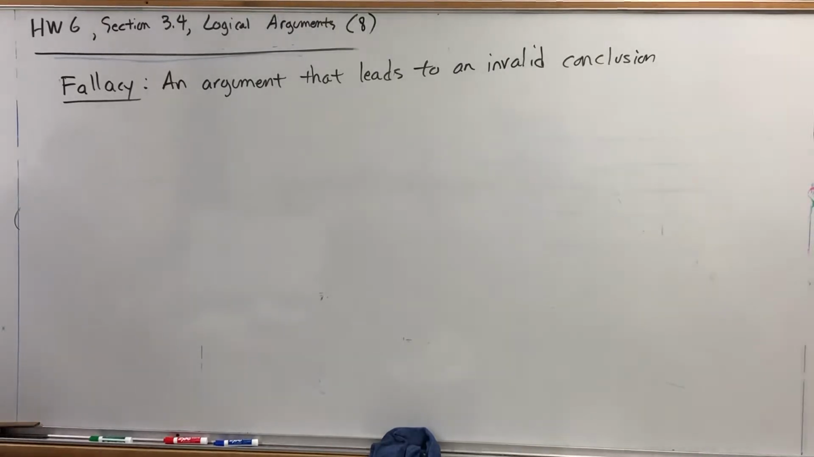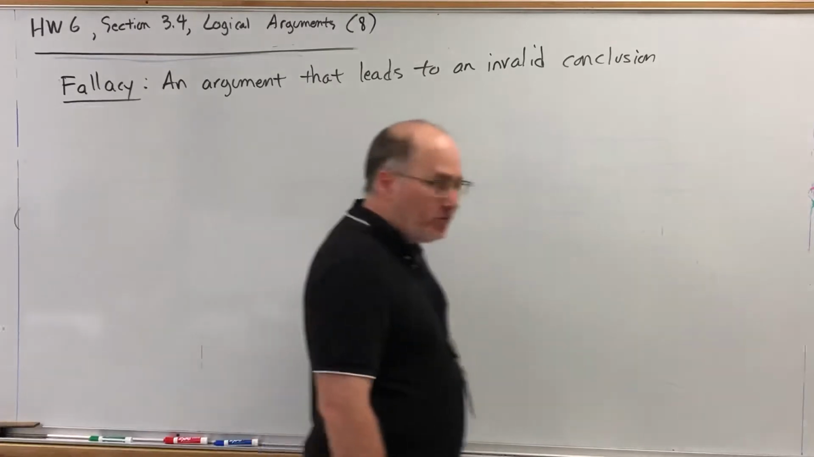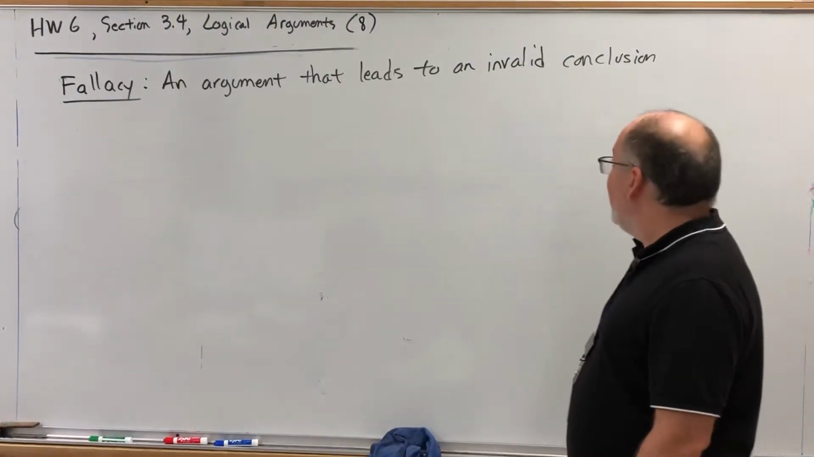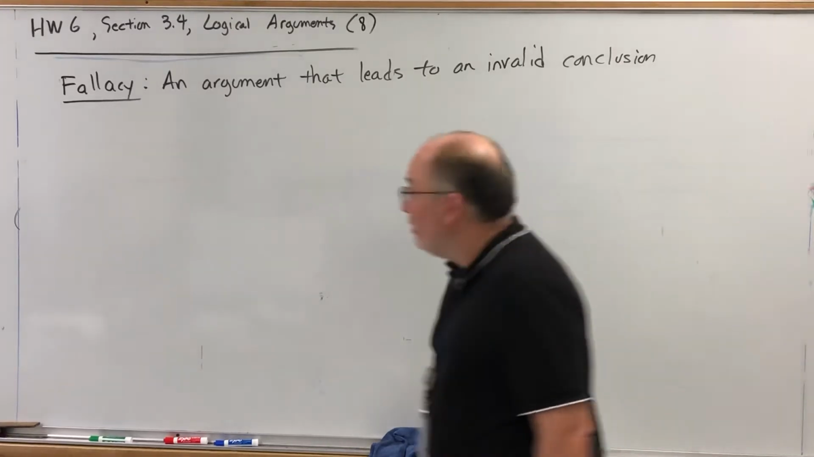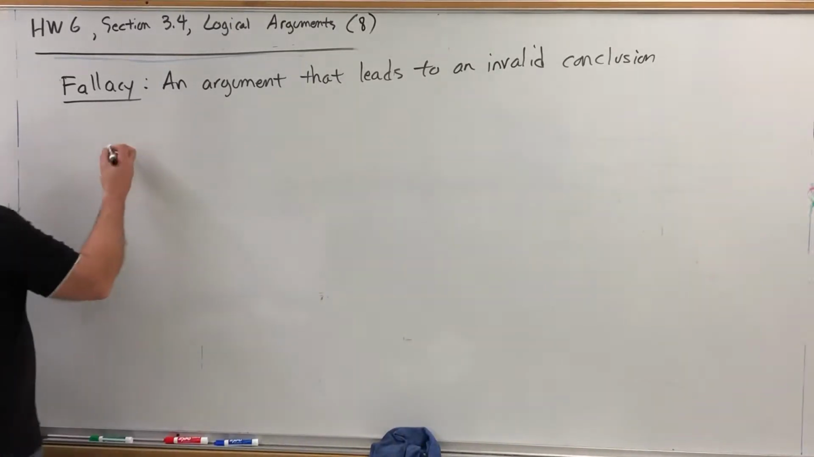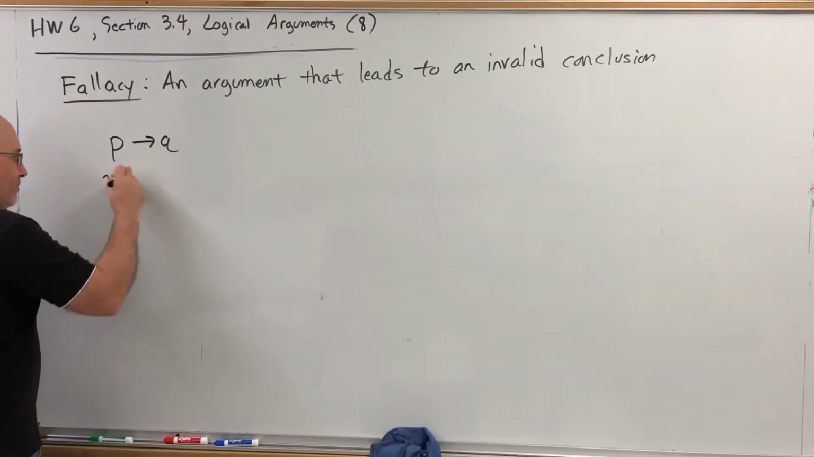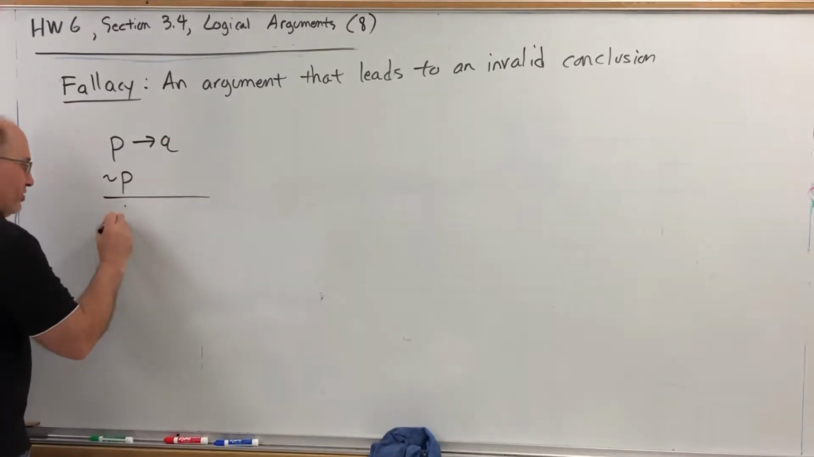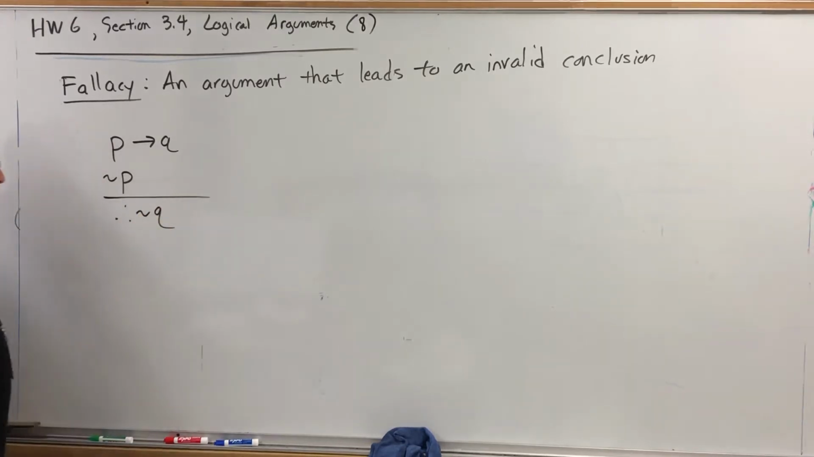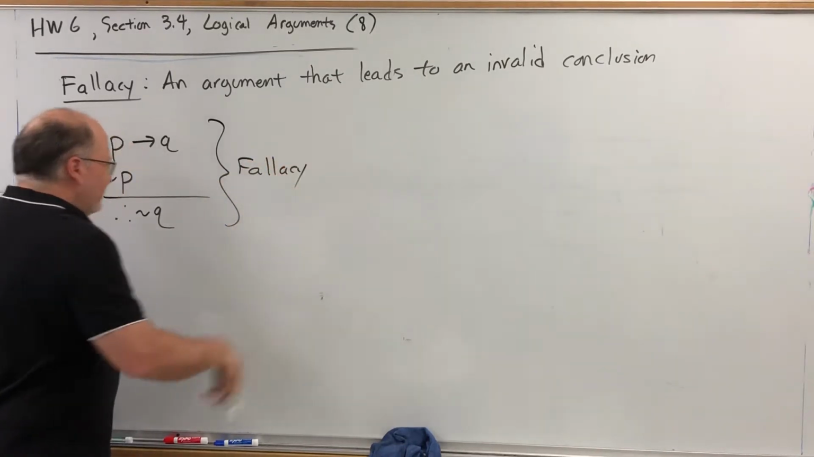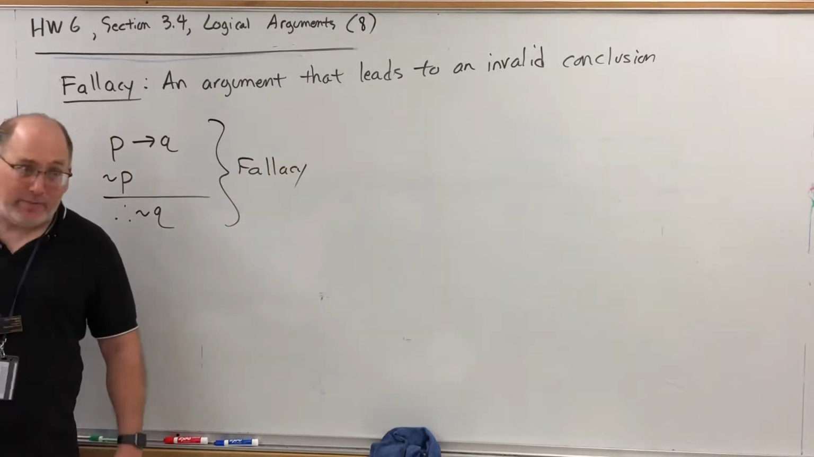Before we move on to the next important idea, there is one key word that I forgot to mention in the previous videos, and that word is called a fallacy. A fallacy is simply an argument that leads to an invalid conclusion. For example, when we had the argument P conditional Q and negation P as the premises with the conclusion of negation Q, that was an invalid argument, so this argument is known as a fallacy. This is actually a pretty common fallacy that people fall for.